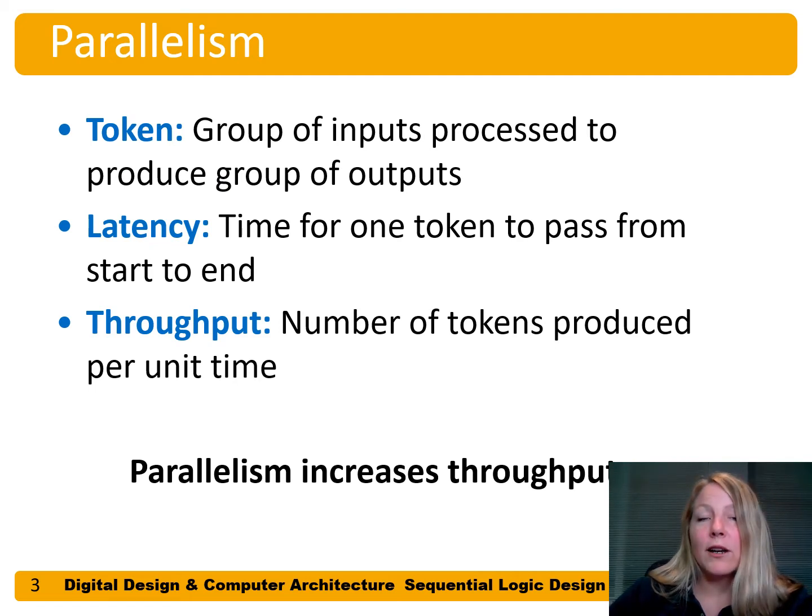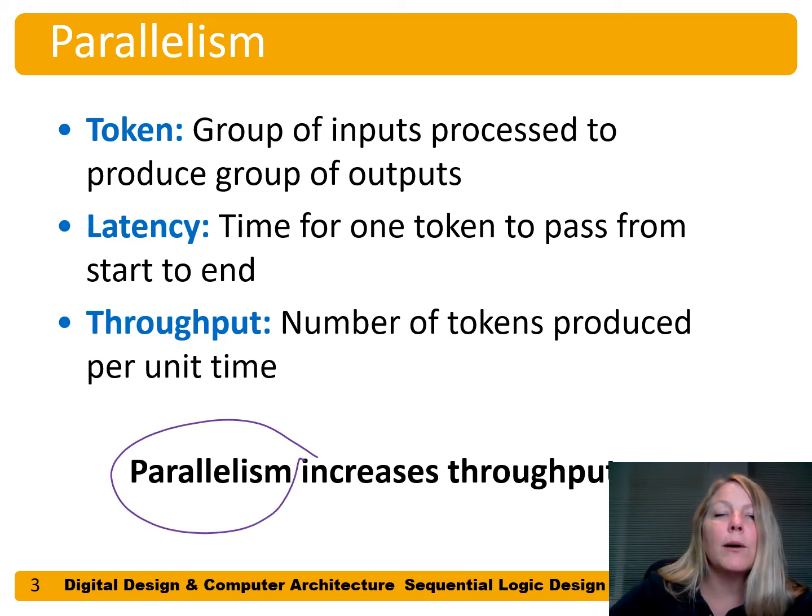First of all, we're going to talk in terms of a token or a group of inputs being processed to produce a group of outputs. Latency is the time for one token to pass from the start of a computation to the end. And the throughput is the number of tokens produced per unit time. Parallelism increases throughput, but it doesn't decrease latency.